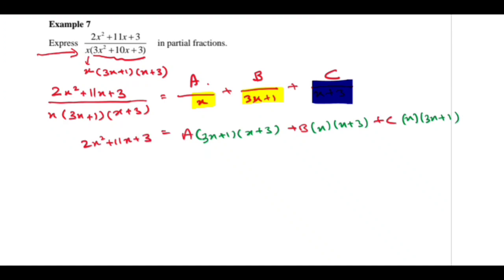Next step is to find the x values. Remember, to find the x values, just look at the factors one by one. So this means you substitute in x equal to 0. The next value of x that you can substitute is negative 1 over 3. And the last is x equal to negative 3.